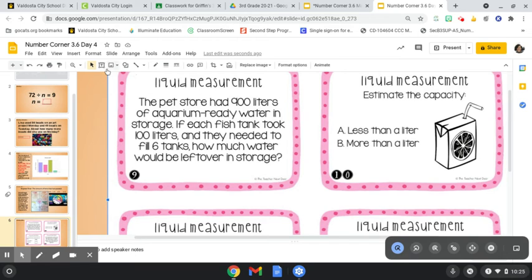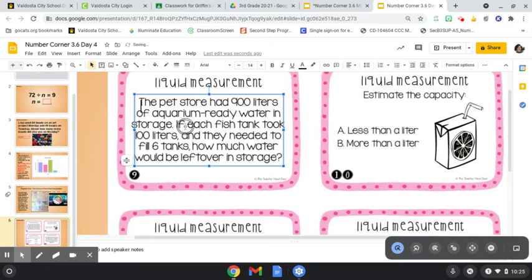and I'm going to put a text box around this so I can draw what I need here. Okay, so we see here, if it's going to let me, I'll put a text box in here. There are 6 tanks right here. If each fish tank took 100 liters and they needed to fill 6 tanks, so that would be 6 times 100, which would be 600.